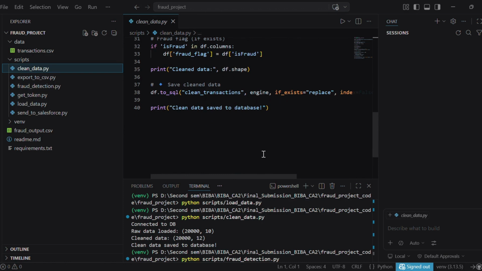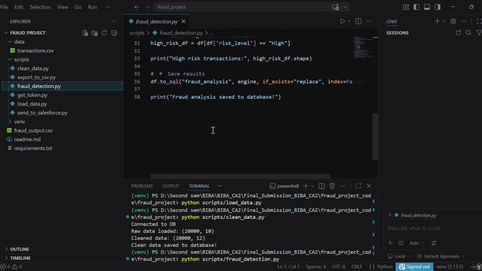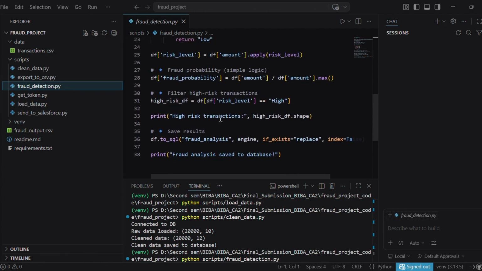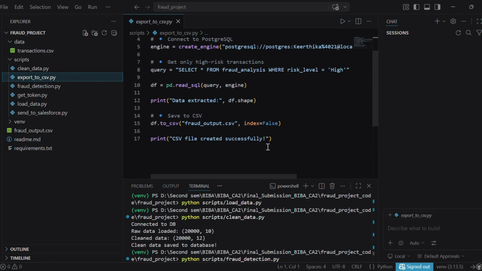The cleaned and processed data is then stored in Postgres SQL in a table called clean transactions. Next, we perform the fraud detection by analyzing the transaction patterns and assigning risk levels such as low, medium, and high. The final results are stored in a table called fraud analysis, which contains all the important fraud related information.